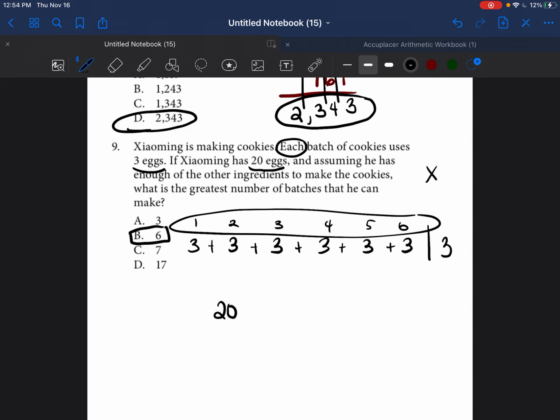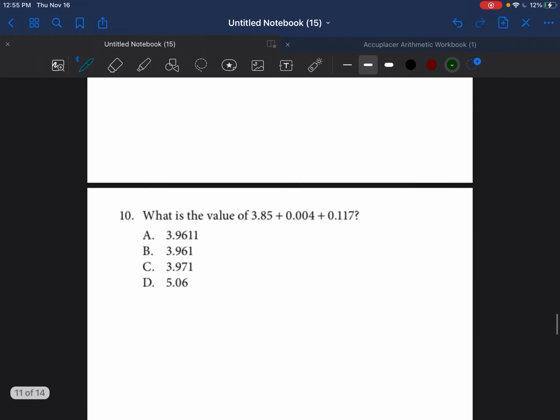So we can do long division. 20 divided by 3. So 3 goes into 20. How many times? 3, 6, 9, 12, 15, 18. Okay, so it goes into 6 times. And then you'd have 18. And you'd have 2 eggs left over. So because you don't have enough eggs left over to make another batch, your answer would be 6. Let's go ahead and move on to the next problem.